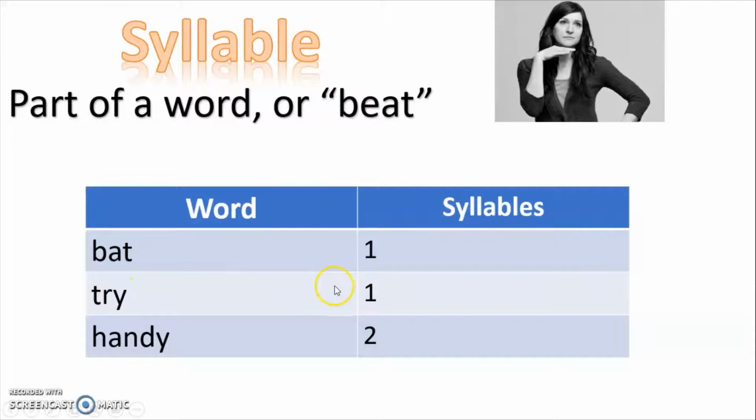Try. So my chin hit my hand one time, so that's one syllable. Now I have the word handy. Handy. So here I have two beats or two syllables. So again, syllables are the parts of a word.